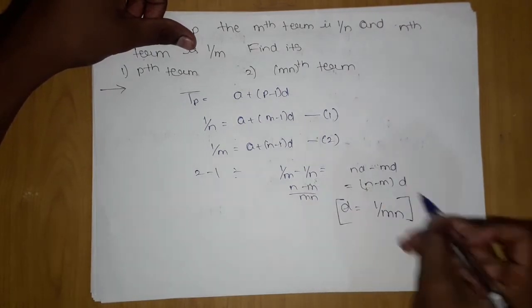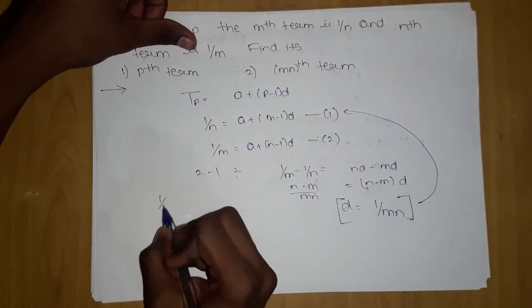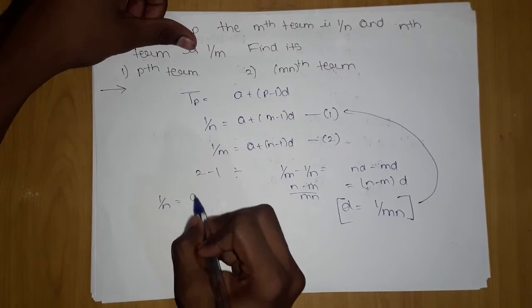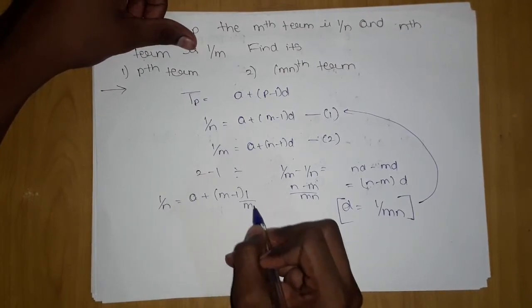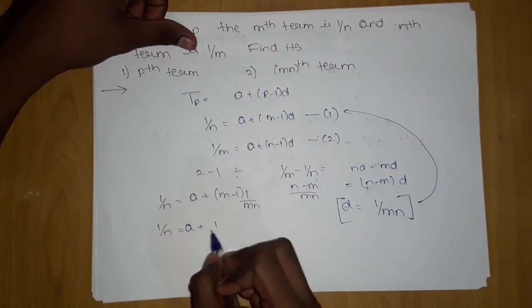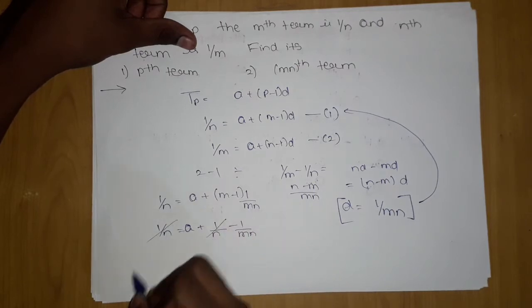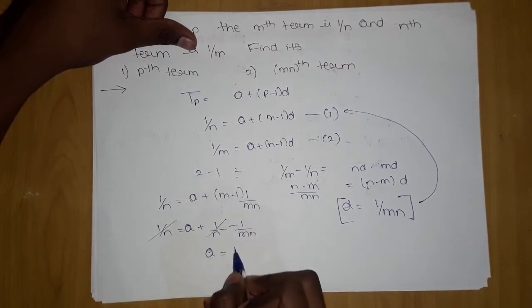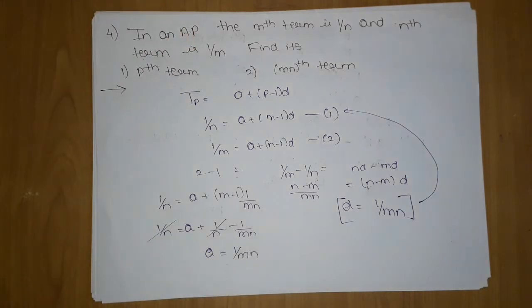If I put the d value in equation 1, what do we get? 1 by n is equal to a plus m minus 1 into 1 upon m into n. So this 1 by n, a plus, m minus 1 upon m into n. So you can see these two will cancel out, which will give me a equals 1 by m into n. So both a and d are equal.